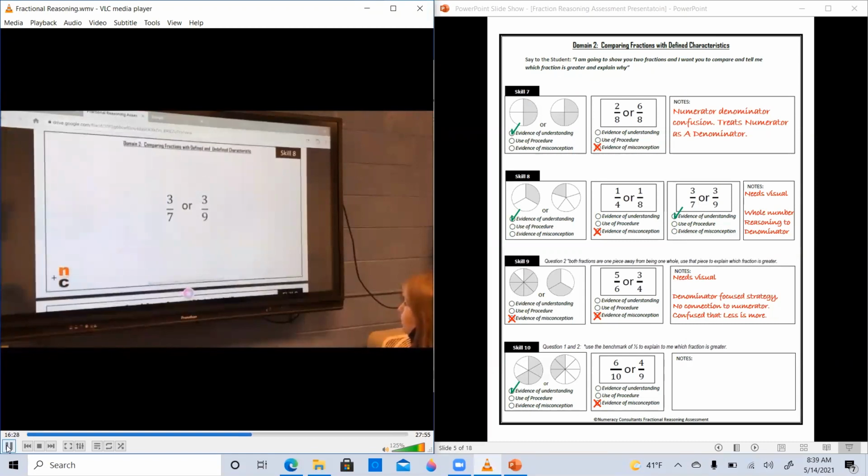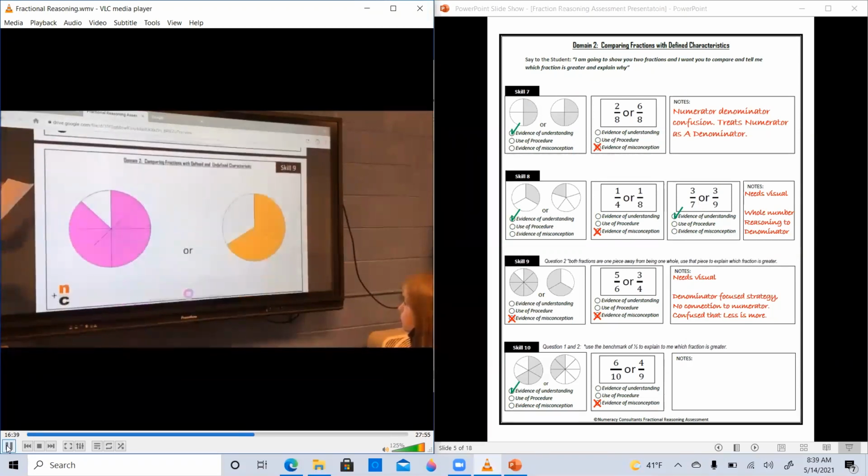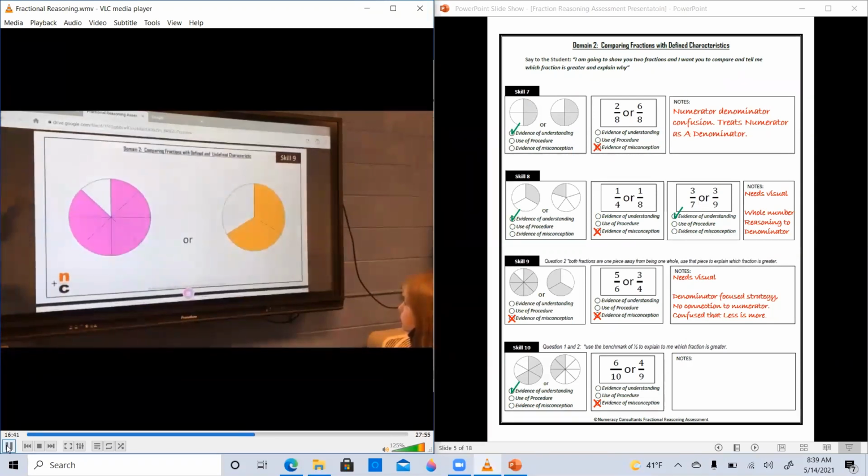Which fraction is greater? 3/7. And how do you know that? Because 7ths pieces are bigger than 9ths. Very good. Okay, which fraction is greater? 7/8.